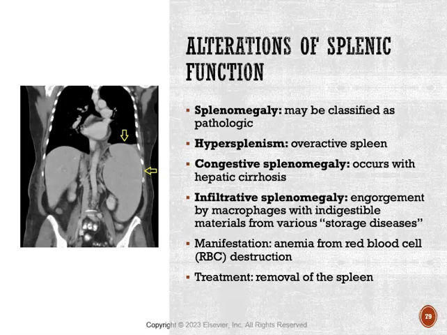And then we have infiltrative splenomegaly that occurs when macrophages accumulate indigestible materials, and that's often due to some type of metabolic storage diseases. And a key manifestation of splenic dysfunction is when we have anemia from excessive red blood cell destruction, and in severe cases, splenectomy or the surgical removal of the spleen is going to be required to manage those symptoms.